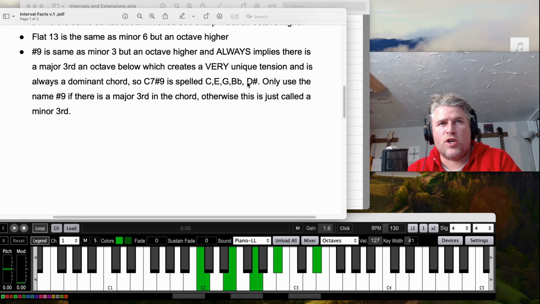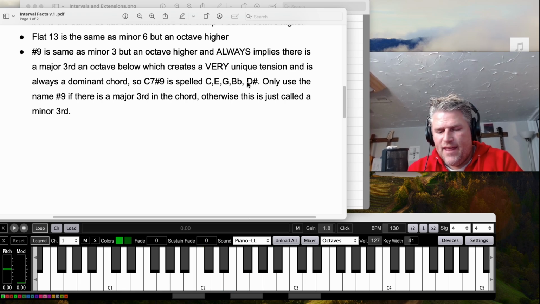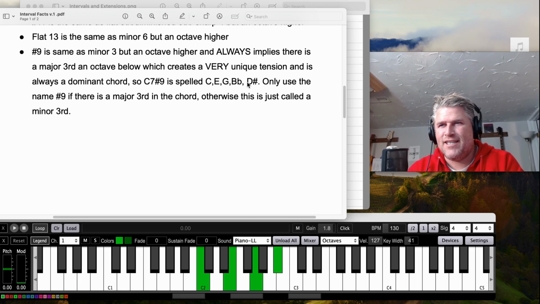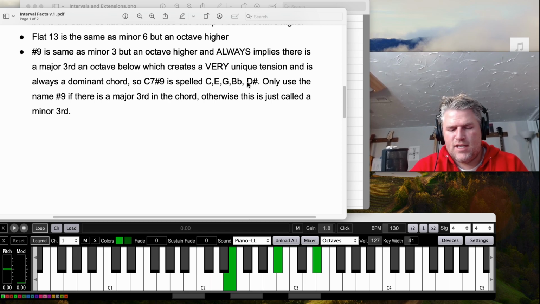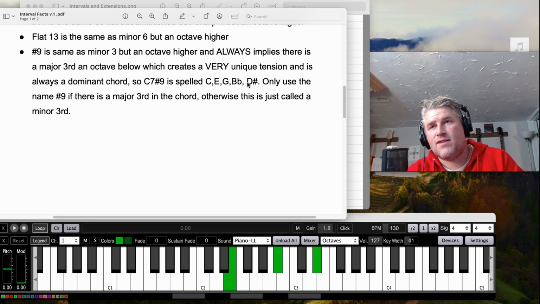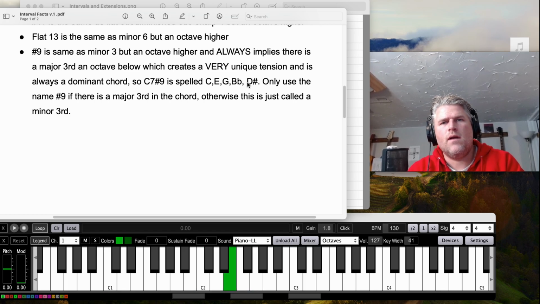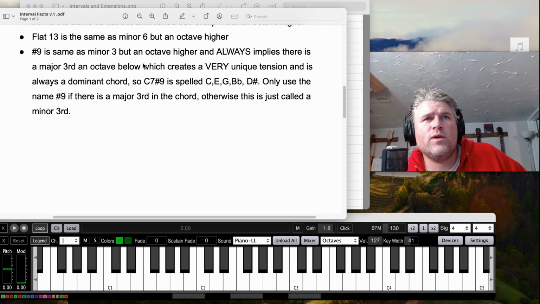Only on a dominant chord can you use a sharp 9. They don't call it a minor major, because you could call it C7 minor major since it has both notes, but it's really just like that. You just take the major third, the dominant 7th, and then that sharp 9. Those are the only notes you need. You can get rid of that 5th, like I said. So that's a sharp 9, always on dominant chords.